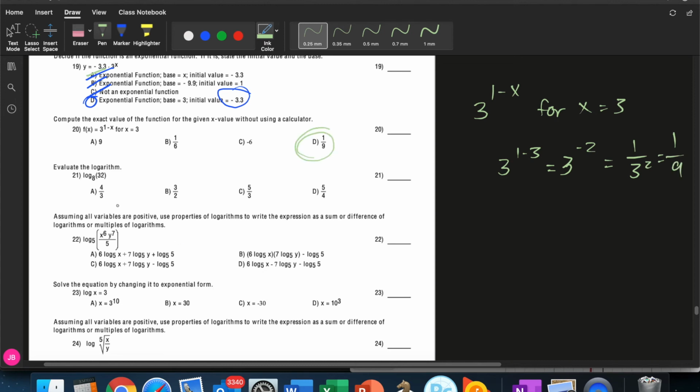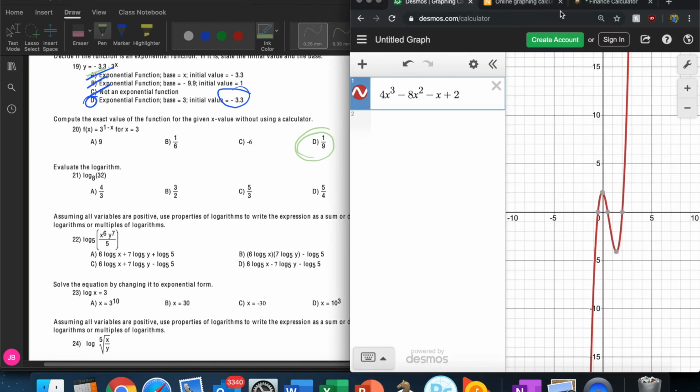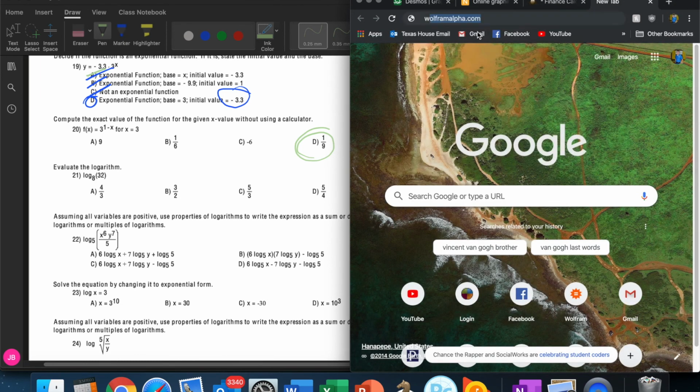Okay, this one says evaluate the logarithm. You're going to have a calculator with you, and again, I'm not expecting you guys to do these logarithms without a calculator. You could use the change of base formula, but don't worry about it because your calculator actually is able to do it. So if I go to a calculator that can go ahead and do that for me, let's go ahead and use Wolfram Alpha.